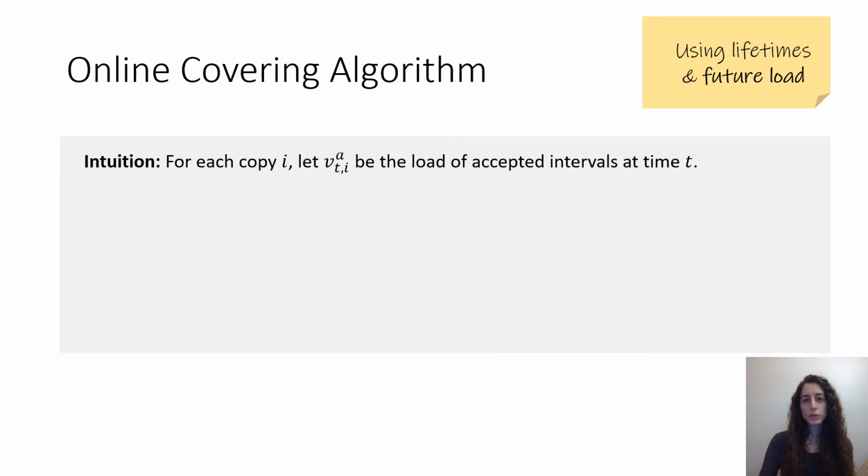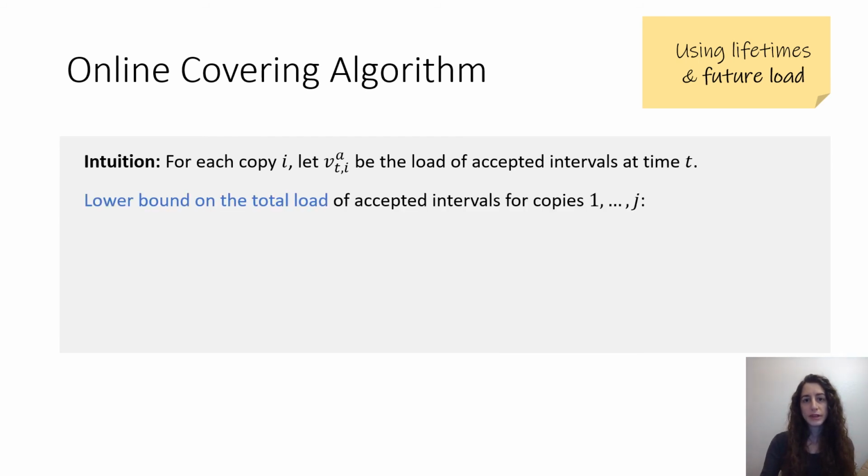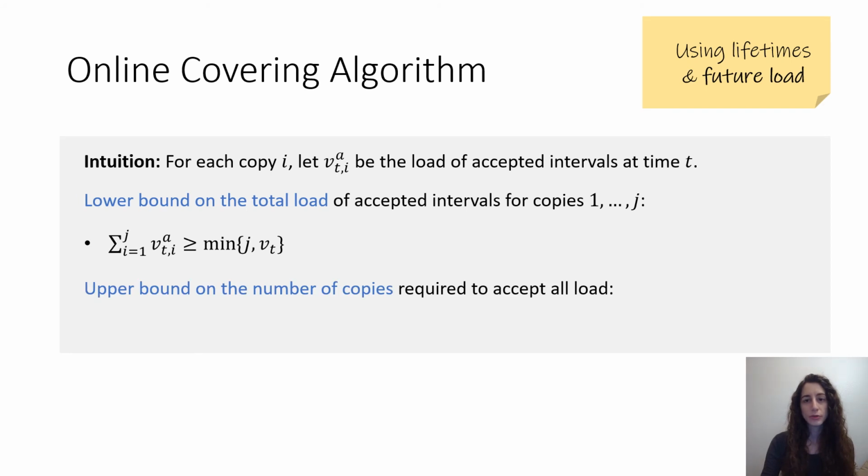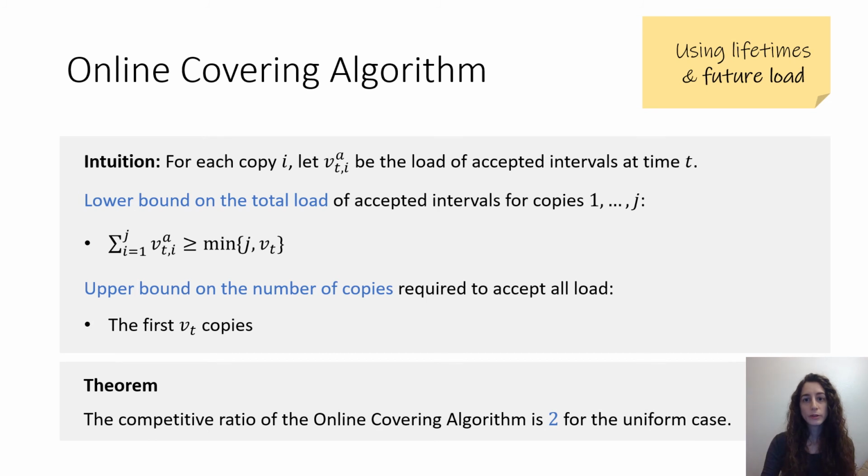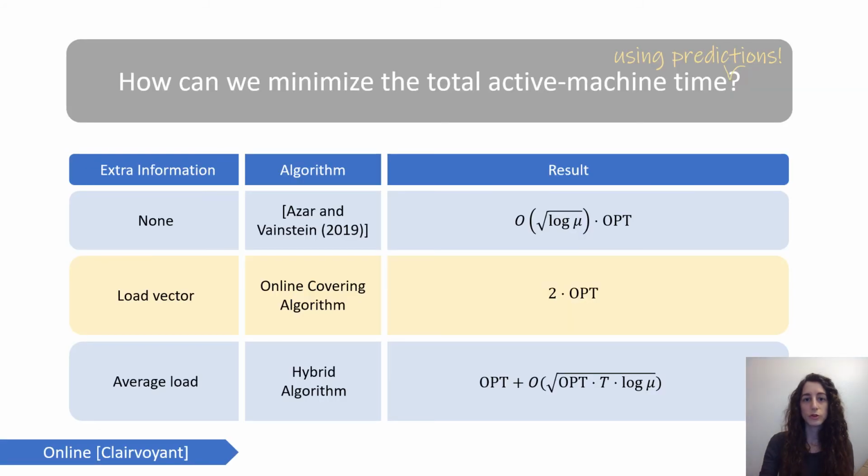In particular, we show a lower bound on the load that the covers will accept, and more specifically we show that the first j covers will accept at least a certain amount of load. We then use that to obtain an upper bound on the number of copies required to accept all load. This, combined with the fact that we can easily schedule covers using 2 machines, gives us the competitive ratio of 2 for the uniform case. This concludes the overview of the first algorithm.